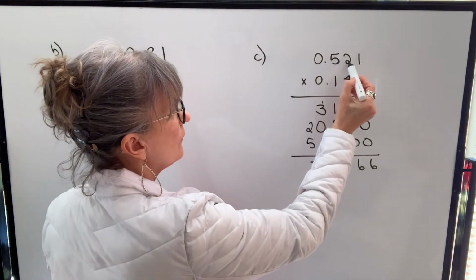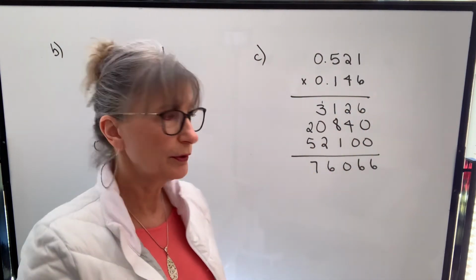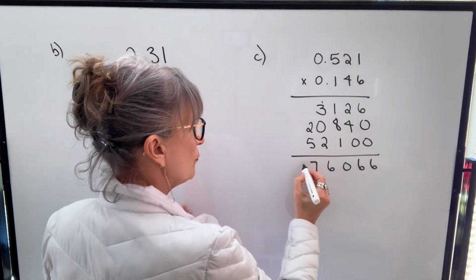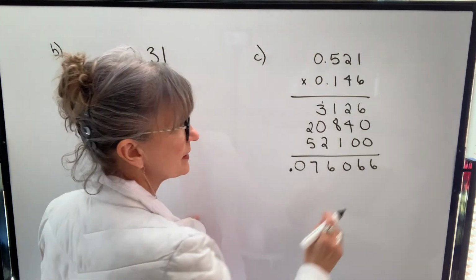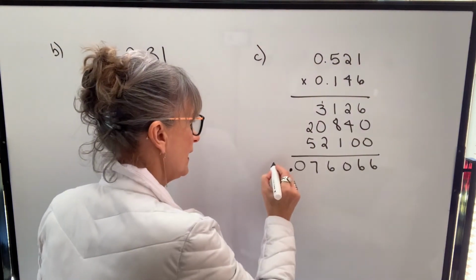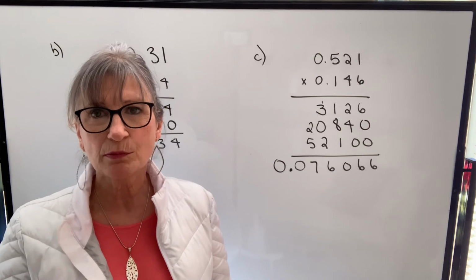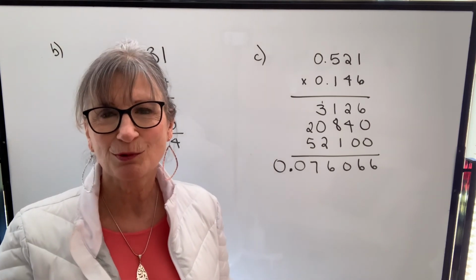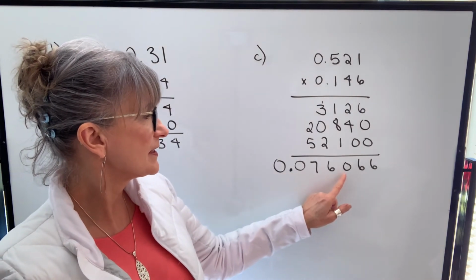So I should have a total of 6 digits to the right of my decimal point. I only have 5, which means I need a 0 as a placeholder so that I have 6 digits past my decimal point. And I always suggest that you put a 0 in front of the decimal point. It makes it easier to see that decimal point. So my answer would be 0.076066.